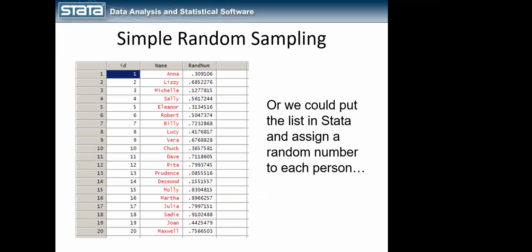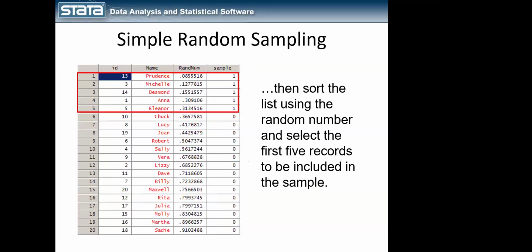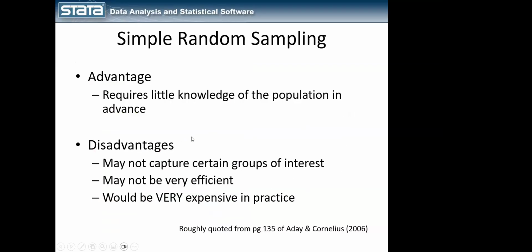A more modern way to do this would be to put the names in Stata, assign each name a random number, pseudo-random number to be precise, sort them by the random number, and then select the first 5 if I wanted a sample of size 5. So that would be a more modern way of drawing a simple random sample of size 5 from the sampling frame of 20 people.